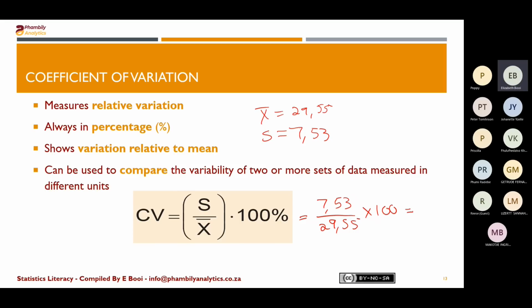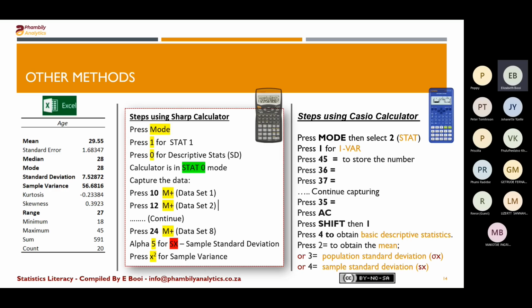7.53 divided by 29.55 equals, and the answer multiplied by 100 is 25.4822, which I can leave in 2 decimals, will be 25.48%. And it tells me that there is a huge variation between the age values of 25.48. And that concludes our session for today.